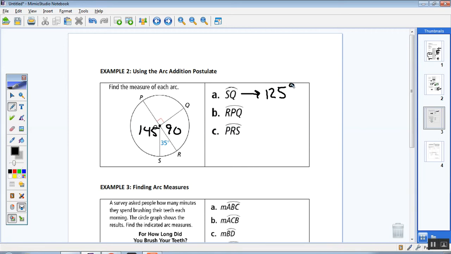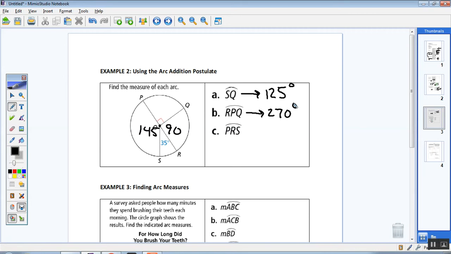Okay, how about R to P to Q? 20. Okay, so R to P to Q. You gotta be careful on this one. Which direction do I have to go, kids? R to P is how much already? 180 plus how much more to finally end up at Q? So what would that be? Is this a minor arc or major arc? Yeah, it's over 180.